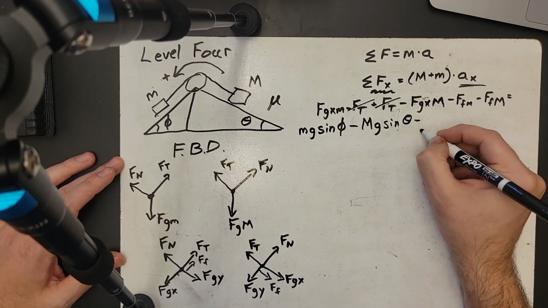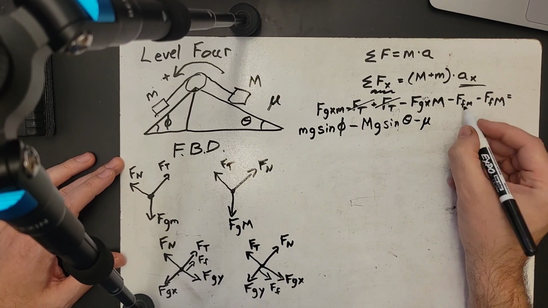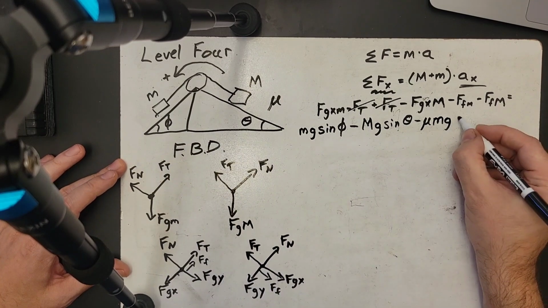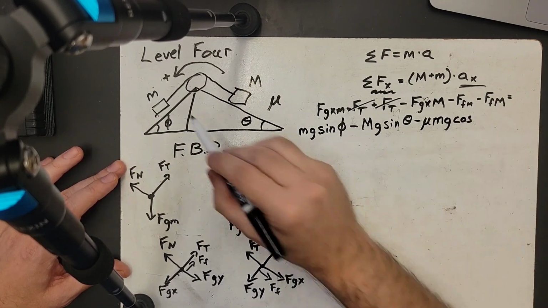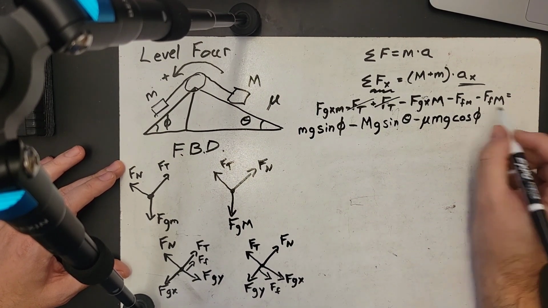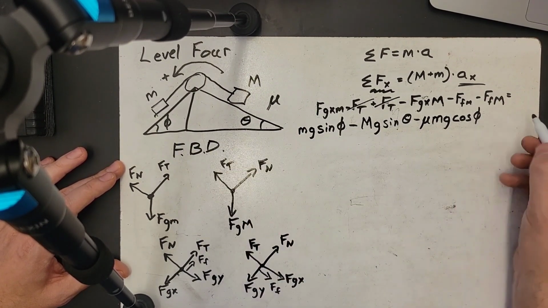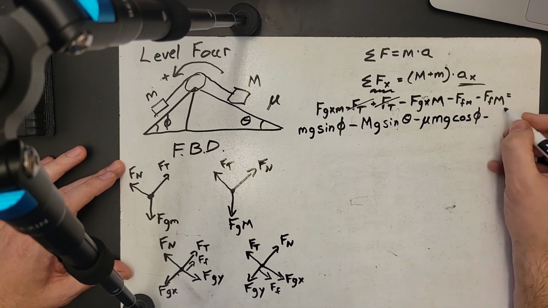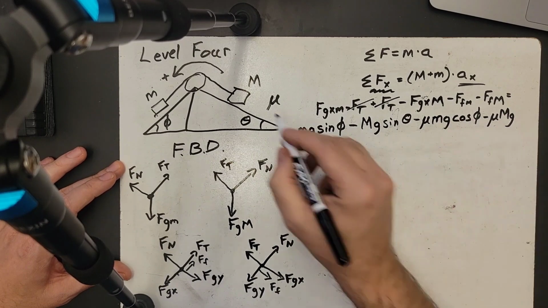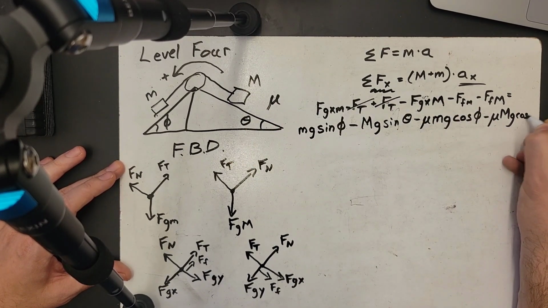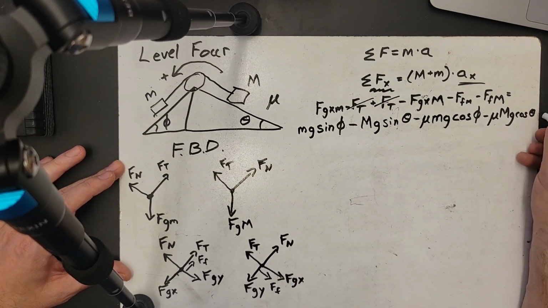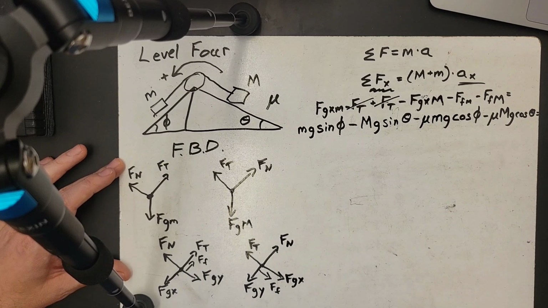Minus friction force. Okay, so that's going to be coefficient of friction times little mg, because we're talking about little m, cosine, because we want the normal force, of that angle. And then for force of friction on the other one, it's a big M, because we're talking about big M, cosine theta, because we're talking about this one. All right, equals.